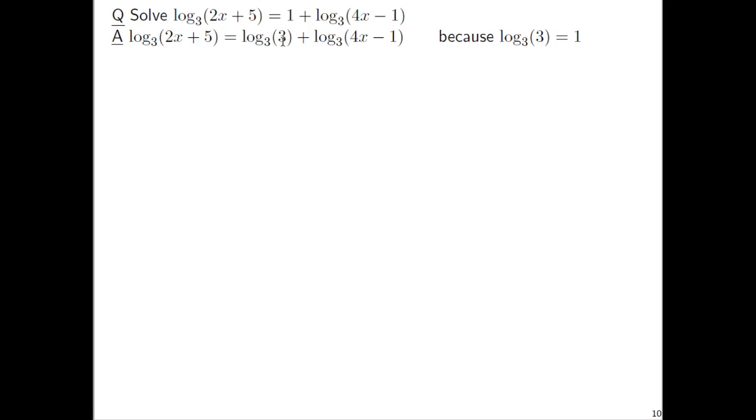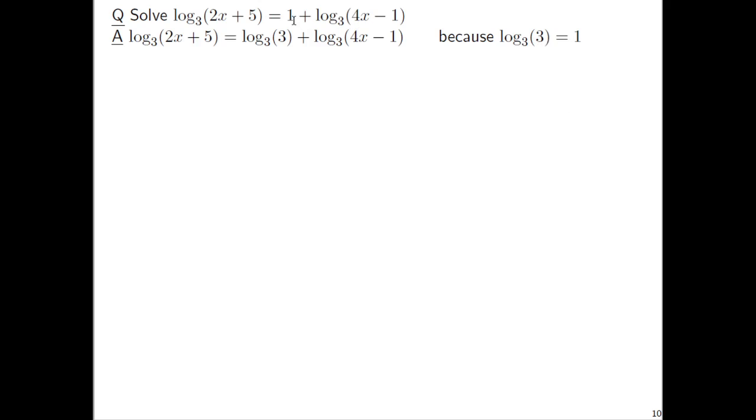First, let's change the 1 into a log base 3 of 3. Now, we can do that. 1 can be replaced with log base 3 of 3 because, well, log base 3 of 3 equals 1. After all, log base 3 of 3 is the question: 3 to the what equals 3? And, well, that would be 1, right? 3 to the 1 is equal to 3.